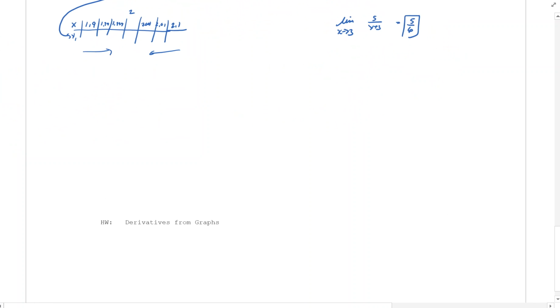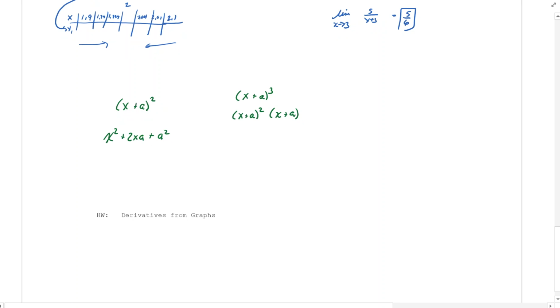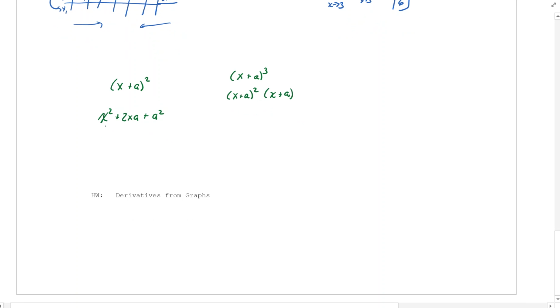A couple of little practice things I'd like to look at, aside, that are not on here, is what happens when I expand a binomial. Remember that x plus a times x plus a gives me x squared plus 2xa plus a squared. Well, what if that was cubed? I'd start with my x plus a squared, which is already expanded as x squared plus 2xa plus a squared, and then multiply by another x plus a.